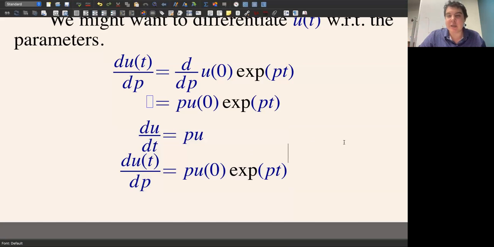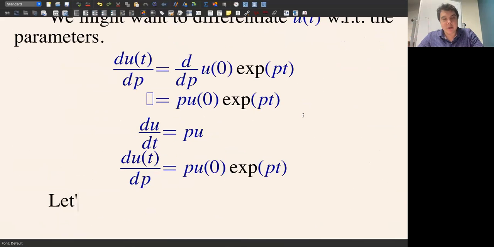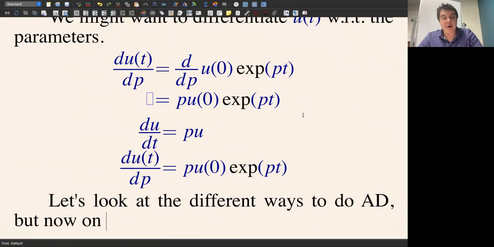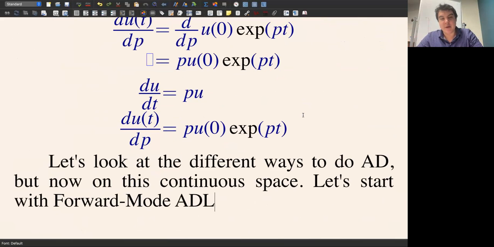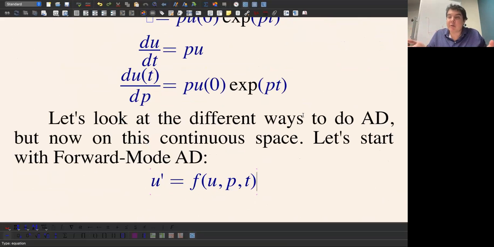And so how do you actually take the derivative of this? Let's look at the different ways to do AD, but now on this continuous space. So let's start with forward mode AD. You have u prime equals f of u, p, t. And I say that I have a program that can compute the solution to ODEs. So how can I get the derivative of the solution to an ODE with respect to p, given only the fact that I have a program that can compute solutions of ODEs?